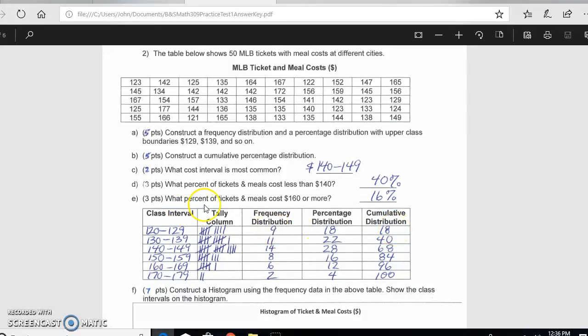Then we're asked what percent of ticket and meal costs are $160 or more. And 160 is right here. So $160 or more would include this row and the last row, 170 to 179. It would be these two added together, which would be 16% of the meal costs are $160 or more.